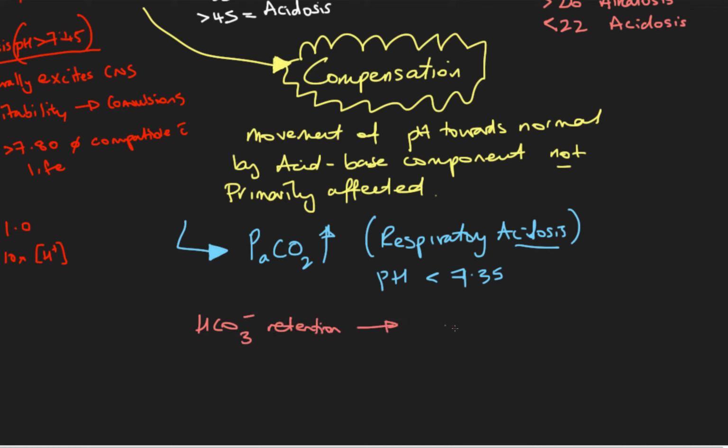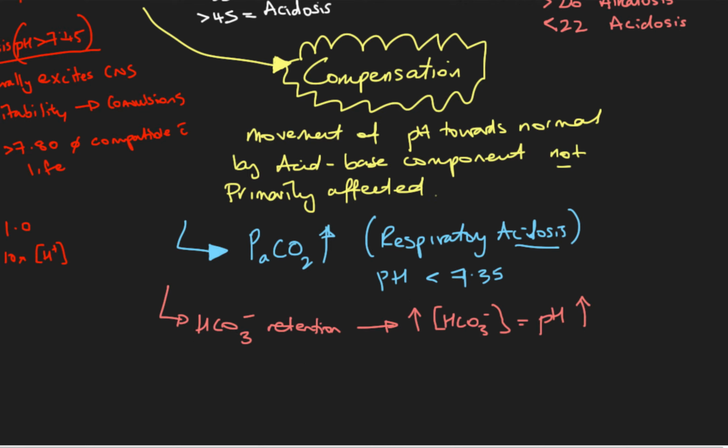That leads, obviously, to an increase in bicarbonate concentration, right? If we retain it, that's going to make the pH go up. That makes the pH more alkaline. So what happens is we have the PCO2 pulling the pH down, but in response to that, the bicarbonate ions get retained by the kidneys, pulling the pH back up, back to normal.